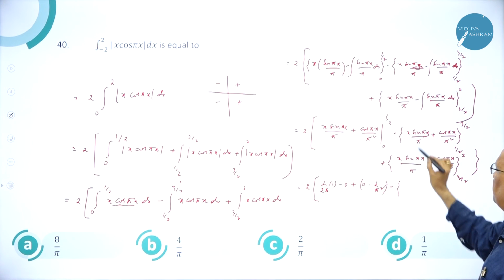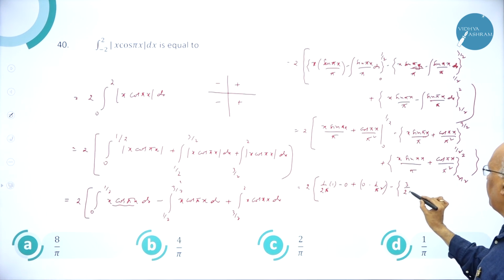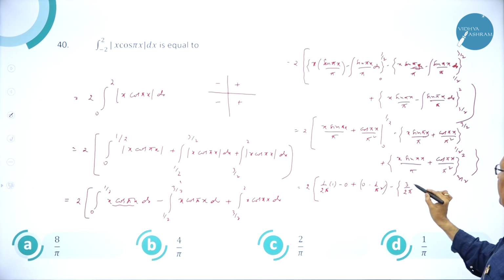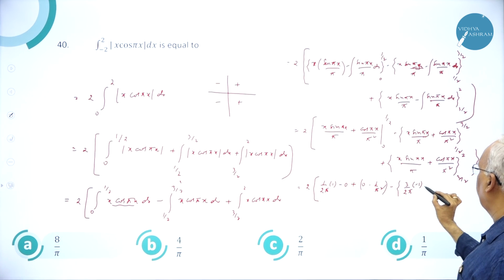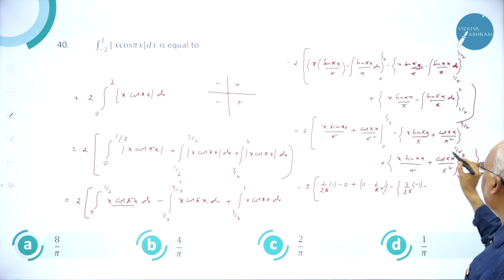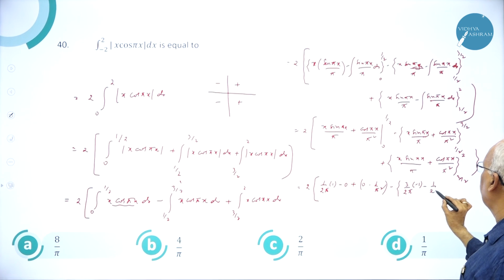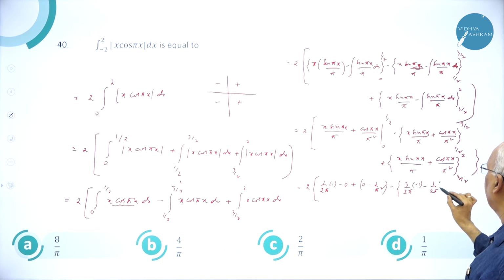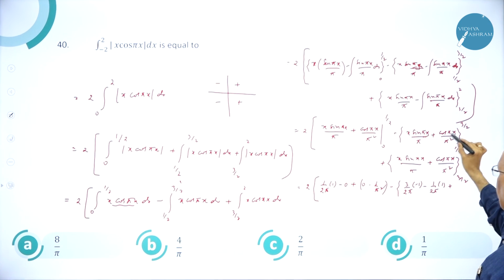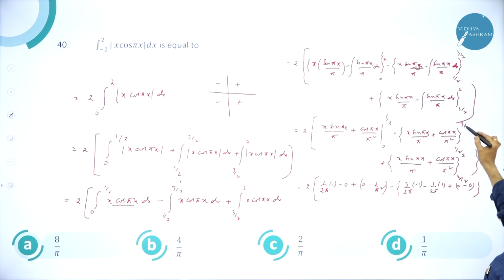Put 3 by 2, you get 3 by 2 pi into sin 3 by 2 pi is minus 1. Sin 3 pi by 2 is minus 1, you know. And then minus half if you put, it becomes 1 over 2 pi, putting x equal to half. Sin pi by 2 is 1. Plus, you are here now, cos 3 pi by 2 is 0, minus cos pi by 2 is also 0. You are lucky. Both are 0.